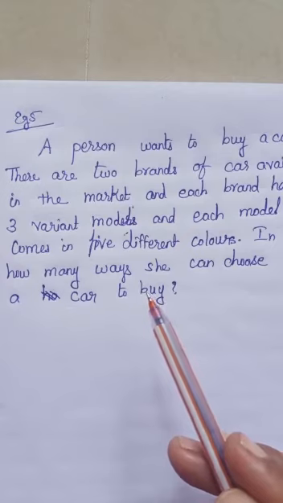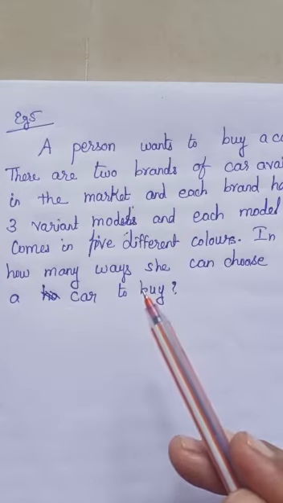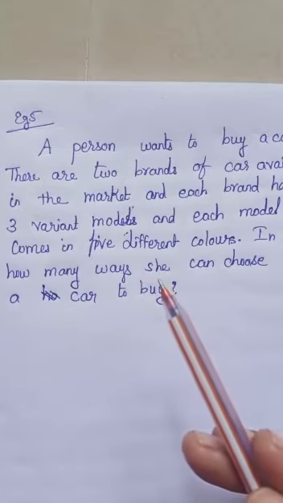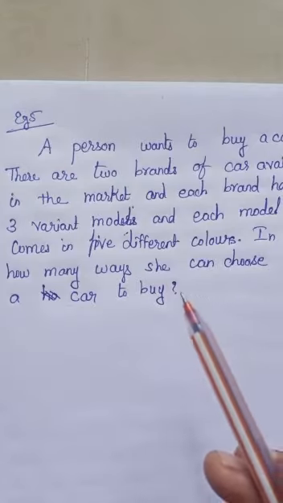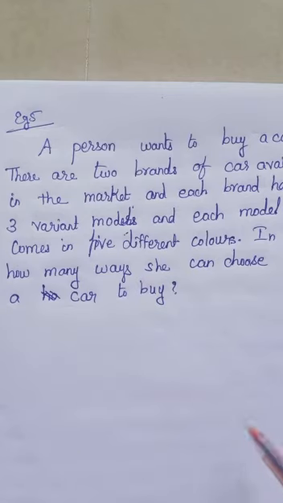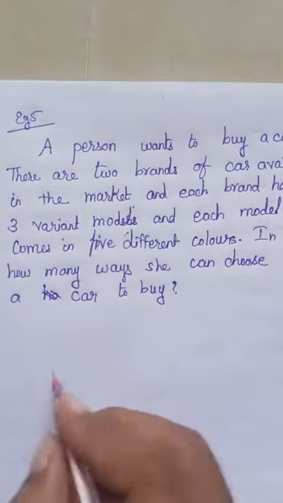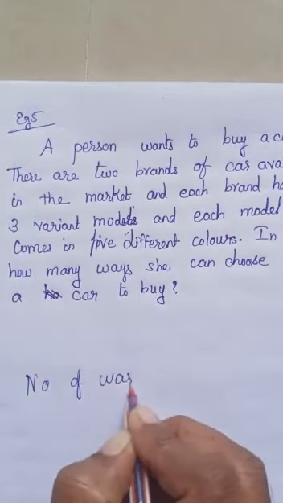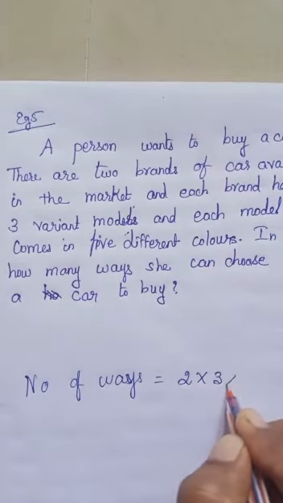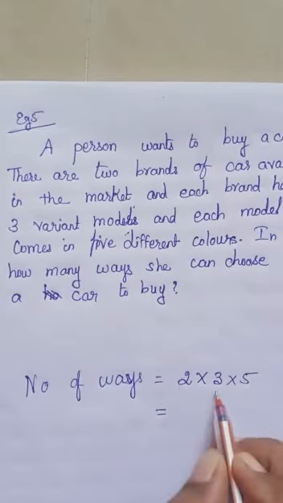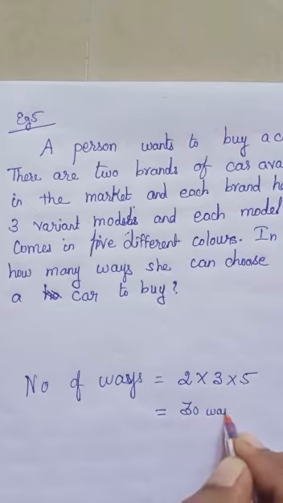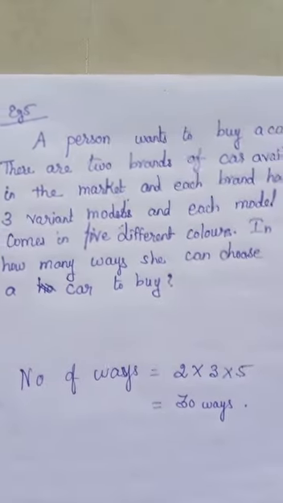Anyway, she needs a car. 2 brands, any one car she is going to select. In that 3 variant models are there, that model also she needs, and 5 different colors, any one color also she needs, isn't it? So the number of ways is equal to 2 brands, from the 3 variant models, and in that 5 different colors. So total 2 into 3, 6, 6 into 5, 30 ways to select a car.